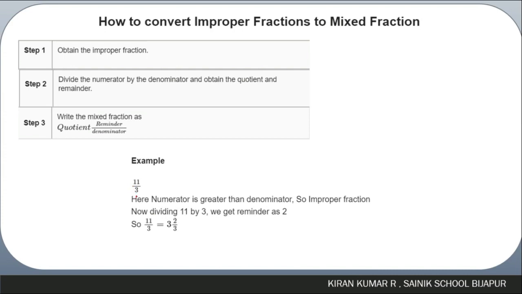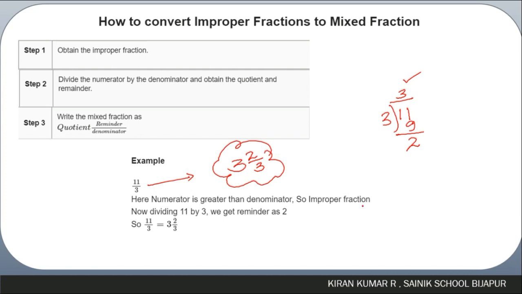If we have 11 upon 3, when 11 is divided by 3, 3 times is 9 and we get the remainder 2. So the quotient is written. Along with the quotient, the remainder divided by the denominator is written. This particular thing is the mixed fraction of 11 by 3.